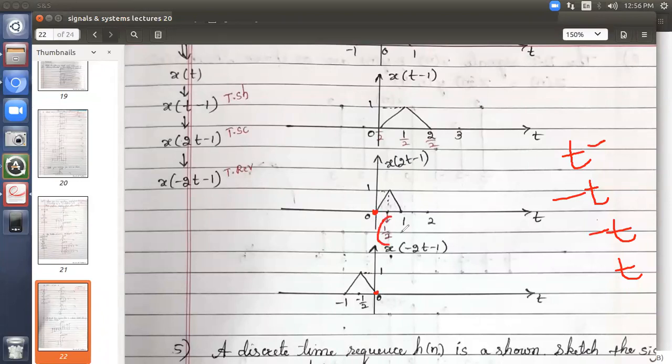Now check this 0.5. Put a negative sign before it, it will become -0.5. So minus 0.5, you should have this maximum amplitude. And 1, just put a negative sign, it will become minus 1. If this is the ramp, just check it.